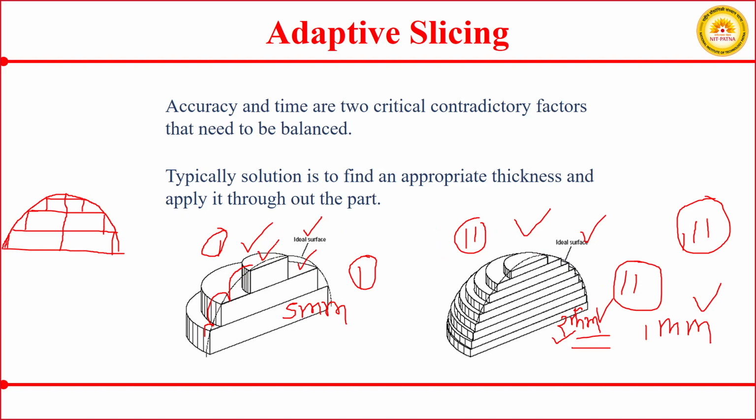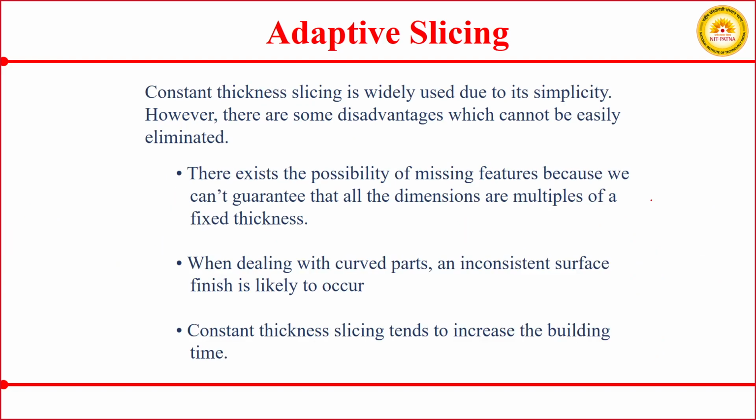But at the same time, what would happen to your production time? In this case it will be very less, in this case a little bit more. But when you have reduced the thickness to 1 mm, it will be too high compared with the first case. So we have to make a compromise between the quality of surface to be produced and your production time.